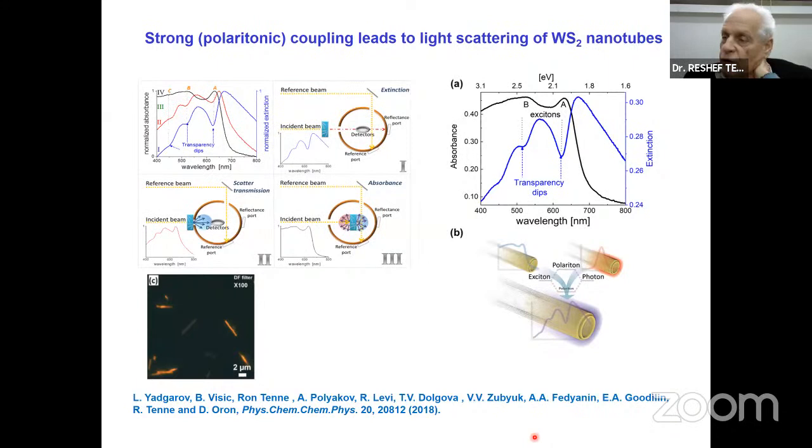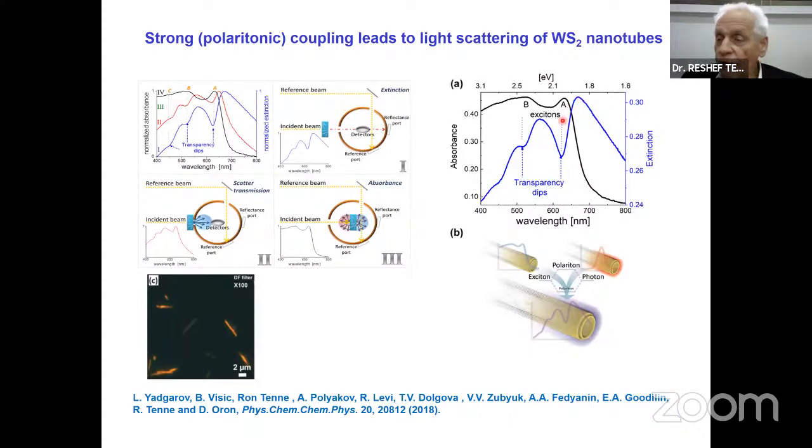But the beauty of this, I told you in the beginning, we always look for the difference between nanotubes or fullerene-like nanoparticles and the macroscopic phase. So if you take a molybdenum disulfide and you measure the absorption or the extinction, you see the A exciton, the B exciton, and further on the C exciton. But if you take this molybdenum disulfide or tungsten disulfide in this case, and you put it in suspension and you measure the absorption, the extinction, you see something completely different.